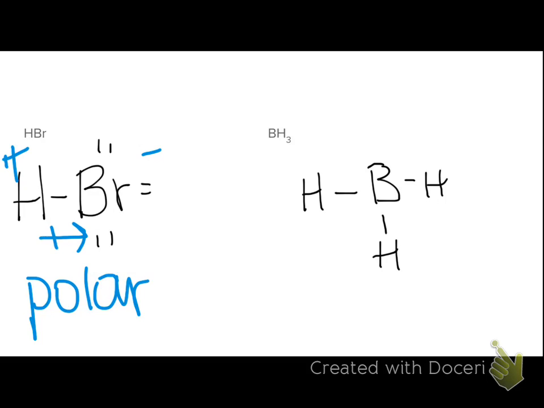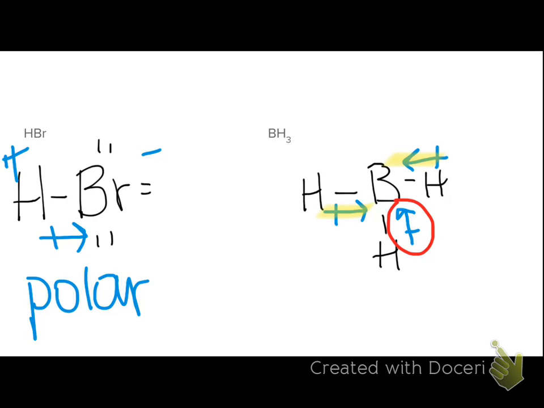So we draw our dipoles towards the electronegative atom. All right, so we're thinking cancel, cancel. And what you might be quick to look at and say is this dipole doesn't cancel with anything. Therefore, it must be polar.